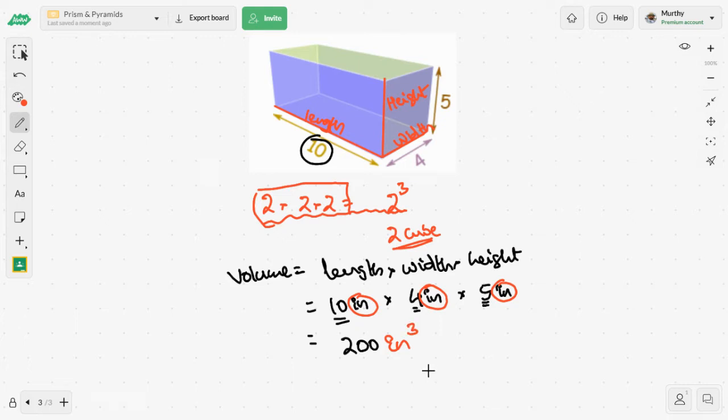Does it make sense now? So you take any object, and if you are finding the volume, then you are expected to express it in terms of cubic units. Now, let's talk about prisms and pyramids.